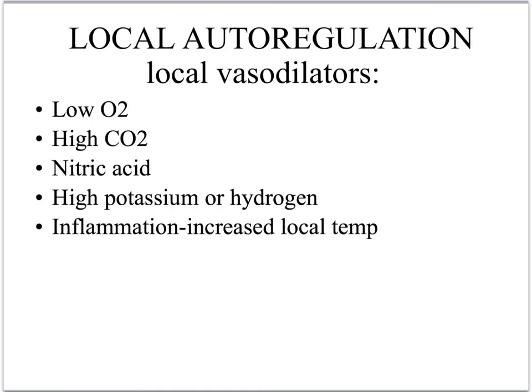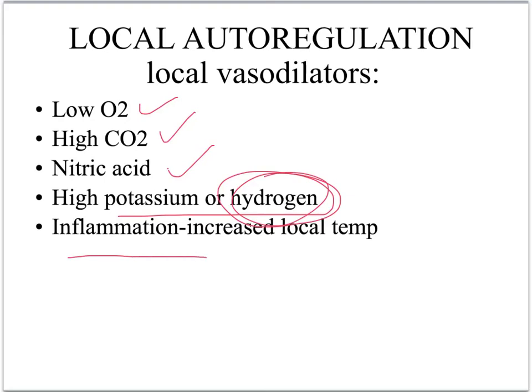So when your body recognizes a low oxygen content, an accumulation of too much carbon dioxide, a presence of nitric oxide, anything, in fact, think about, I've told you before, hydrogen. When you say hydrogen, they're talking about protons, or talking about acids. So anything that's acidic, anything that causes inflammation, you're going to have vasodilation.